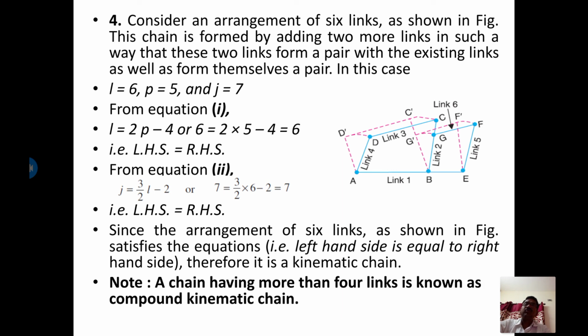A chain with more than 4 links is known as a compound kinematic chain. In the previous case only 4 links were there, which is called a simple mechanism or simple chain. Now it is called a compound kinematic chain.